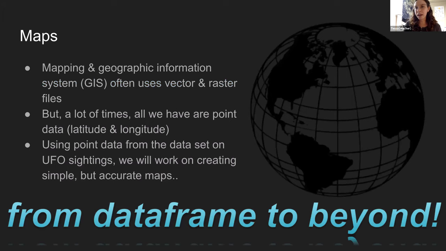As a little background for maps, mapping and geographic information system, GIS, often use vector and raster files. These can be challenging types of data. But a lot of times all we have as scientists out in the field are point data. The latitude and longitude we collect while sampling plants or insects. And it can be a little challenging, if you're not a GIS expert, to go from that point data to a pretty map. So using the point data from a data set on UFO sightings, we'll work on creating maps simple but accurate. So from Dataframe to beyond.